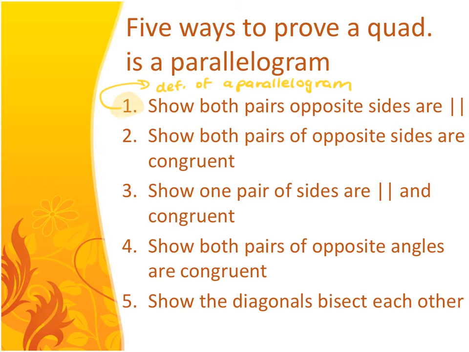If both pairs of opposite sides are congruent, then it's a parallelogram. If one pair are parallel and congruent, if both pairs of opposite angles are congruent, and if the diagonals bisect each other. So this is your 5 ways, just like there's 5 properties, there's 5 ways to prove that something is a parallelogram.